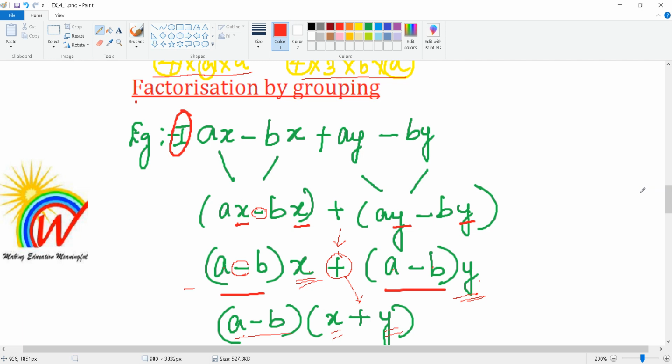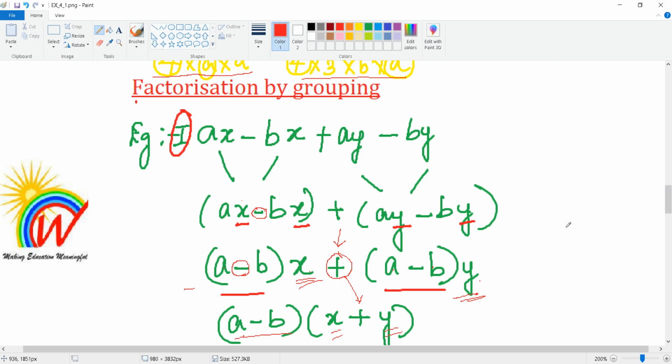So you should not have confusion about what you are supposed to group. One of you can choose to group the x's, and one of you can choose to group the a's and b's together. So it doesn't really matter. Finally, at the end, both methods are going to give you the same answer.